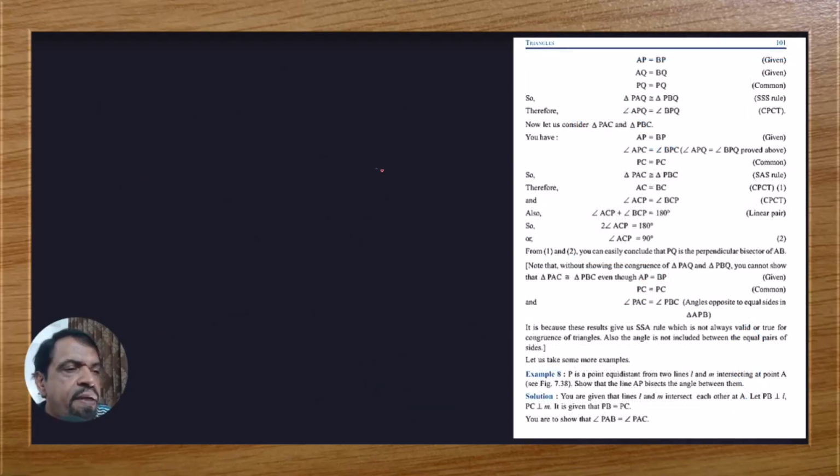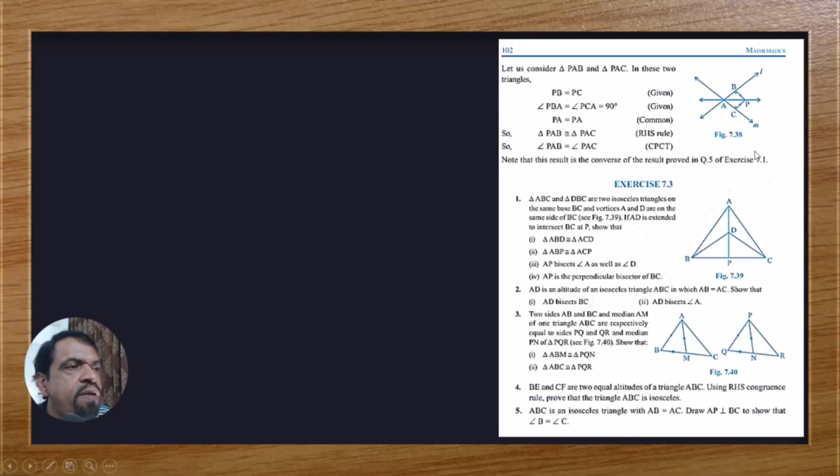This Example 8 is also important. P is a point equidistant from lines L and M intersecting. Show that AP bisects the angle between them. The diagram is not given, so you try to draw the diagram yourself first. I am showing here, see, this is a diagram. L and M are intersecting here. You have to prove that this is bisecting, meaning PAB equals PAC.